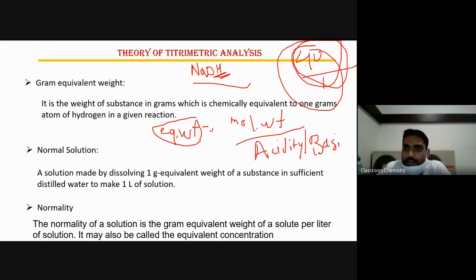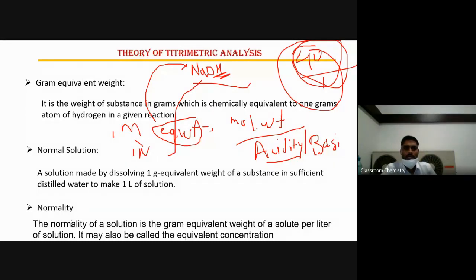Molecular weight is 40 divided by acidity; here we take base and divide by acidity. For replacement or neutralization of this OH minus, we require 1 H plus, and hence we divide by 1. As molecular weight and equivalent weight are the same in NaOH, that is 40, if we dissolve 40 gram of NaOH in 1000 ml of water, then there is formation of one normal solution of NaOH. It is also called a 1 molar solution of NaOH because acidity is 1 in both cases.